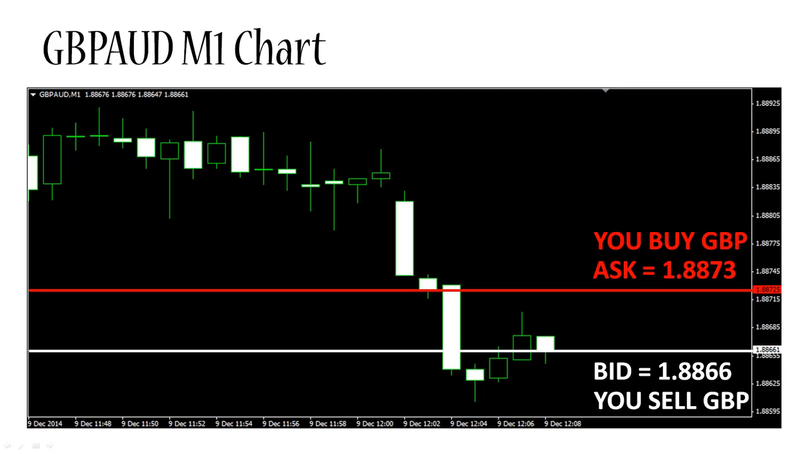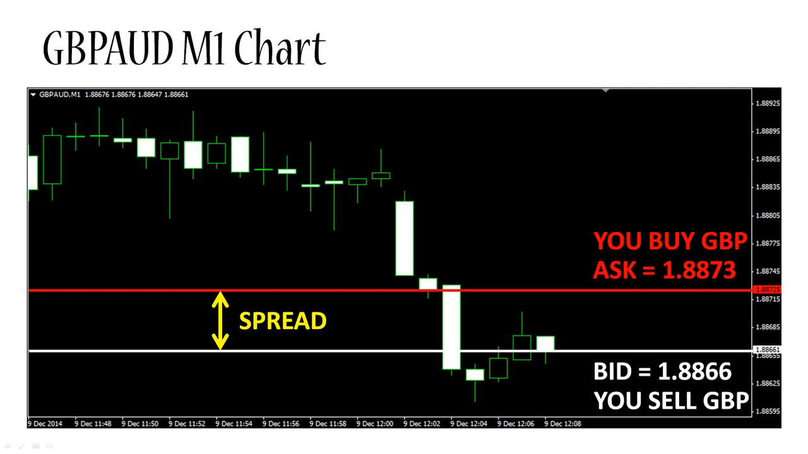Spread. So as we discussed, the ask price is always above the bid price, and you will always pay more to buy 1 unit of base currency than you will get when you sell 1 unit of base currency. And that difference between the ask and the bid price is called the spread.